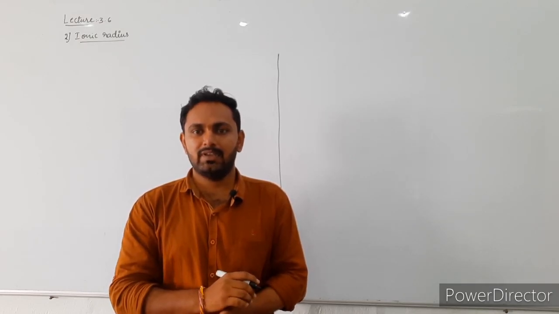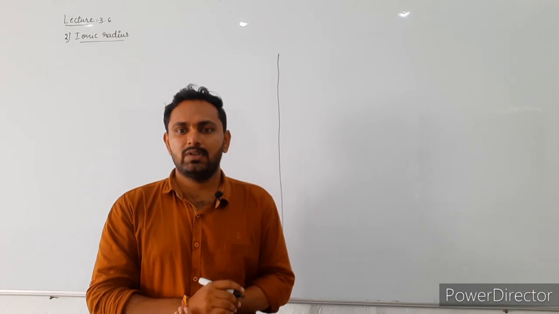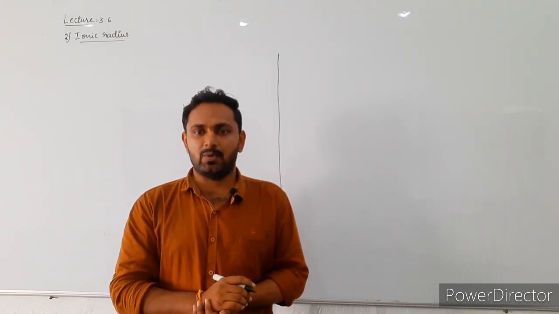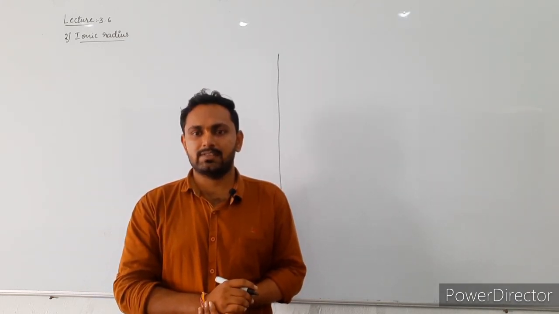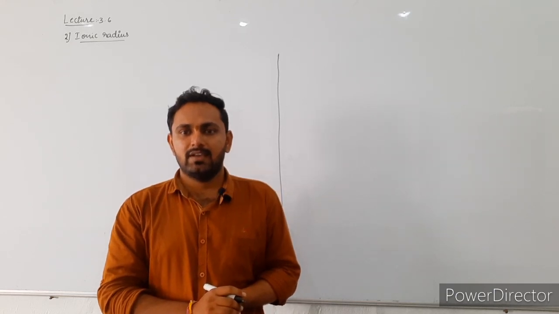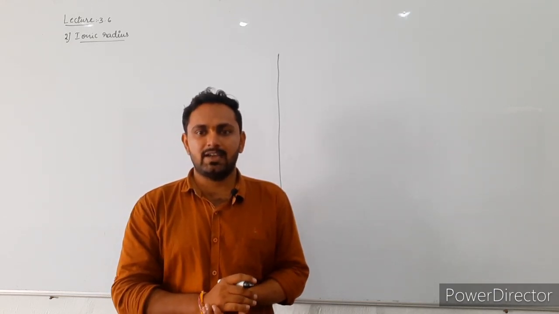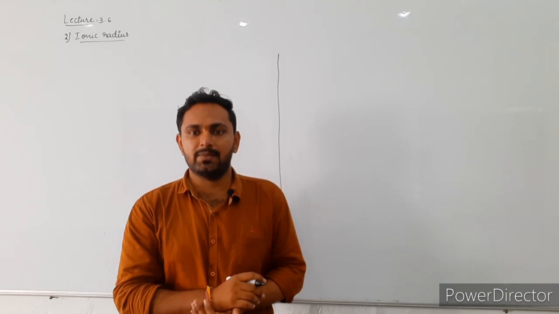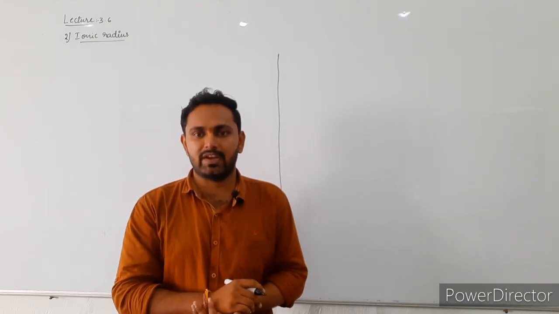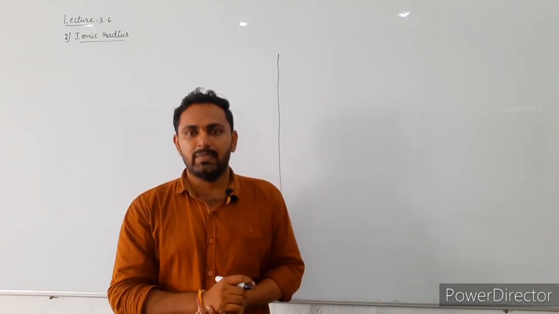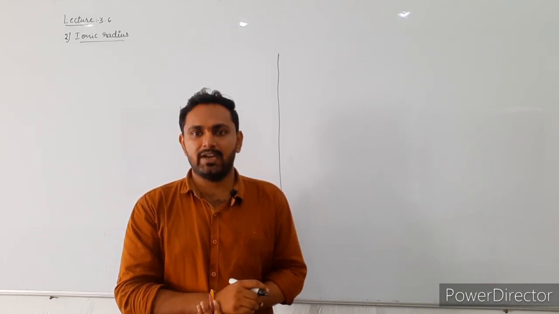I am Virupaksh BP. In last class we were discussing about periodic trends in physical properties. The first physical property is atomic radius. In last class we have discussed about what is atomic radius, what are the types of atomic radius, what are the factors affecting atomic radius and the trends of atomic radius in the periodic table.